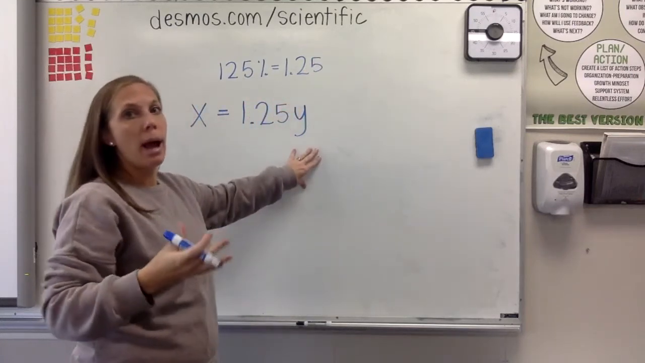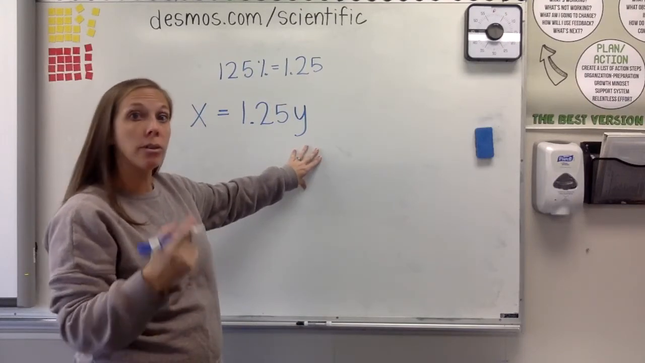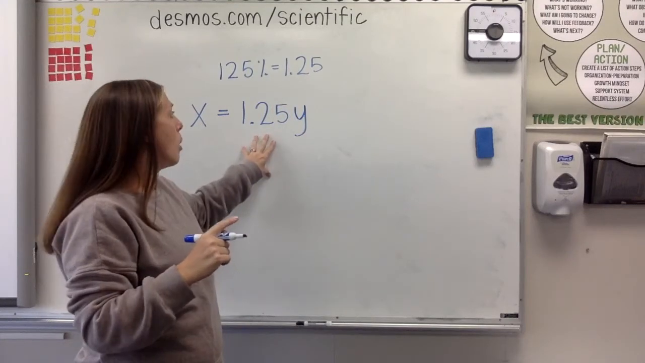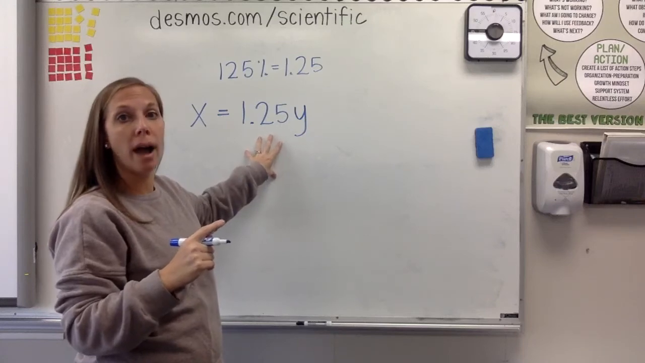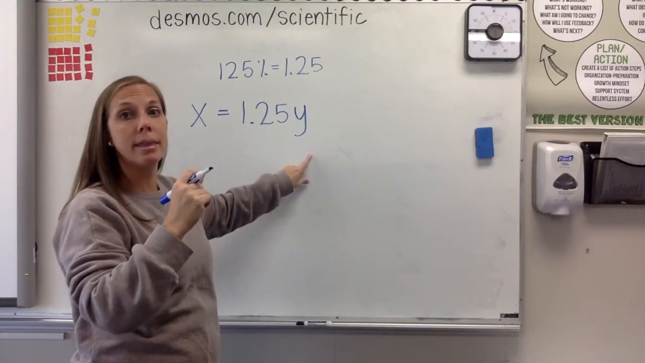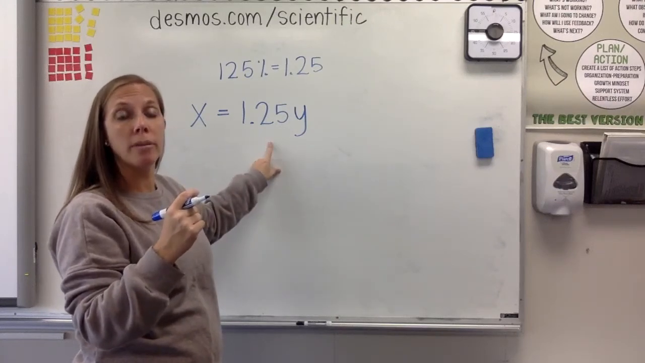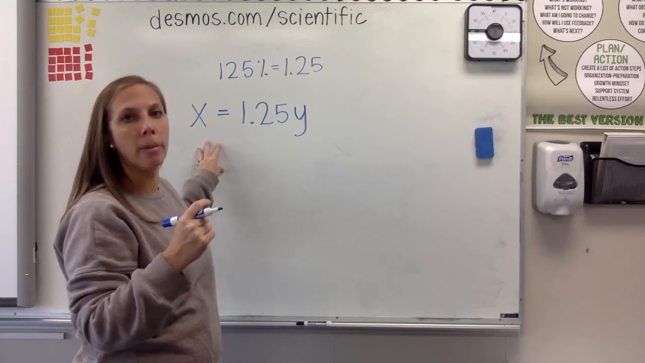So I'm going to plug this in here, 1.25. So however much paper I used last month, whatever that Y value is, if I multiply it by 1.25, I will be increasing that amount by 125% to come up with how much I used this month.